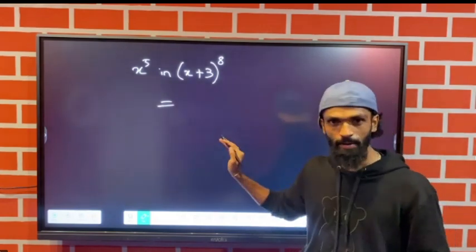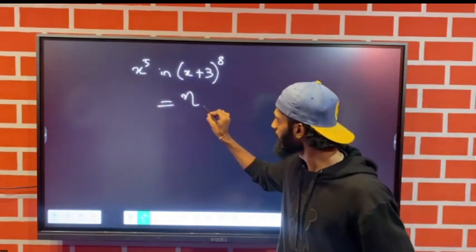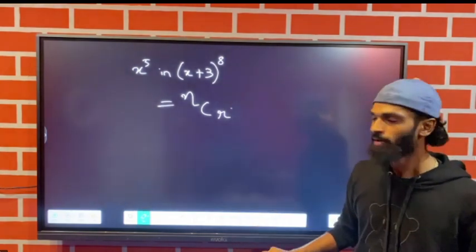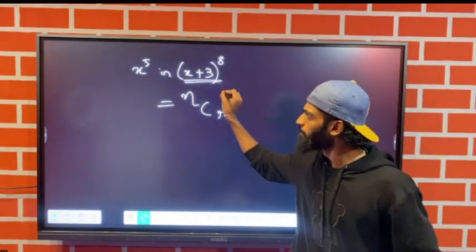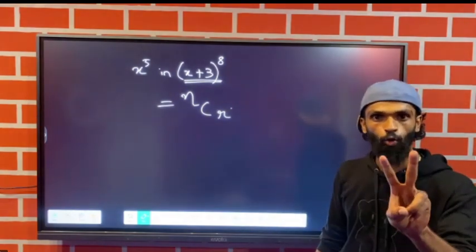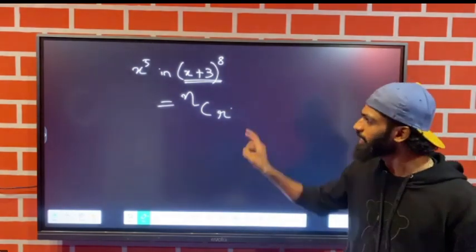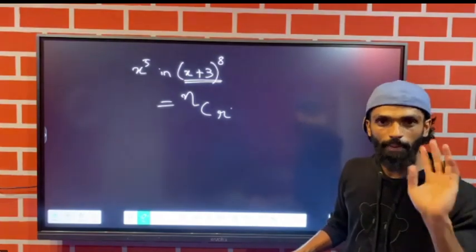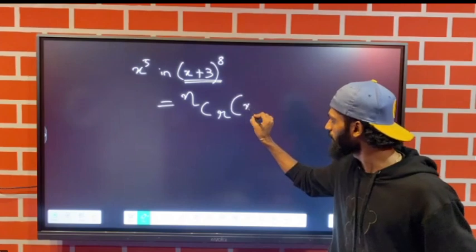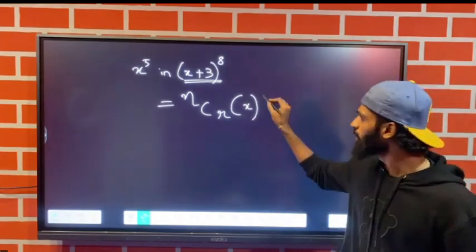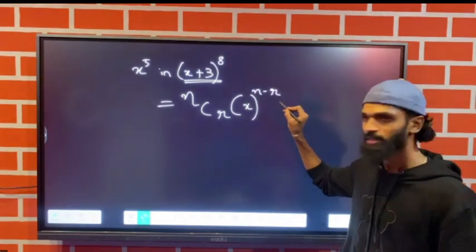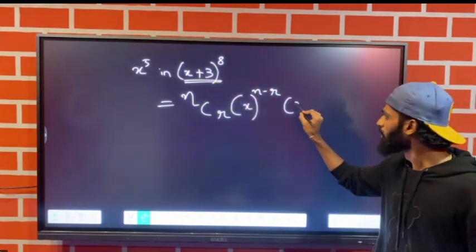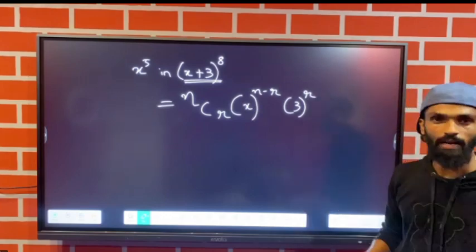Now, to fill the right side, you know what to do. You write NCR as it is. Careful. Inside the bracket, how many parts are there? 2 parts are there. What are both the parts in this question? First part is x, second part is 3. Copy the parts. So you write the first part as it is, to the power what? N minus R. Same thing I taught you there. Then what is the second number? Second part, 3. To the power what? R.